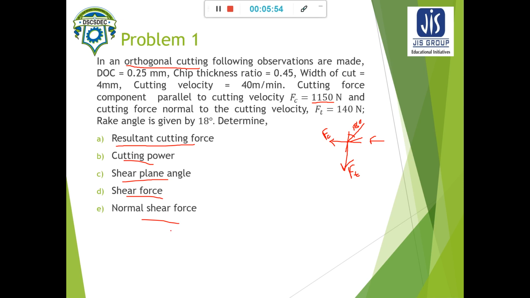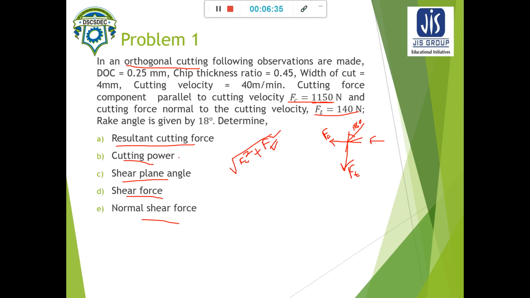So let's first see how to approach. For the resultant cutting force, the resultant is nothing but the vector resultant of these two values, Ft and Fc. These are perpendicular to each other, and Fc and Ft are two vectors. So the resultant will be the square root of Fc squared plus Ft squared. This is simple vector addition. So our resultant force will be the square root of Fc squared plus Ft squared.